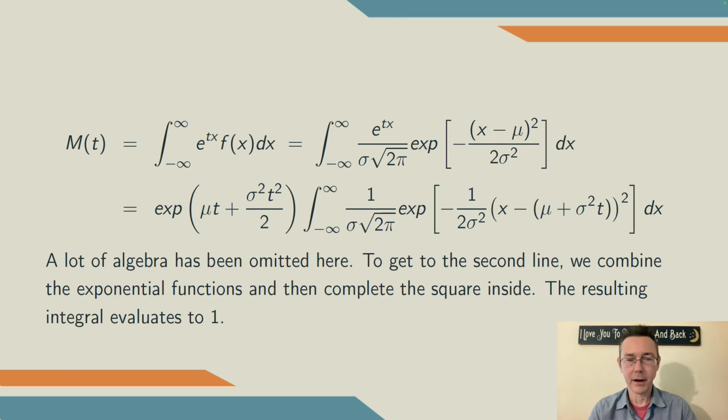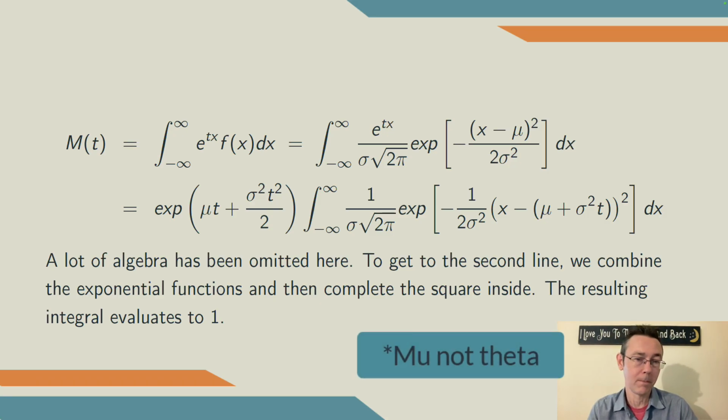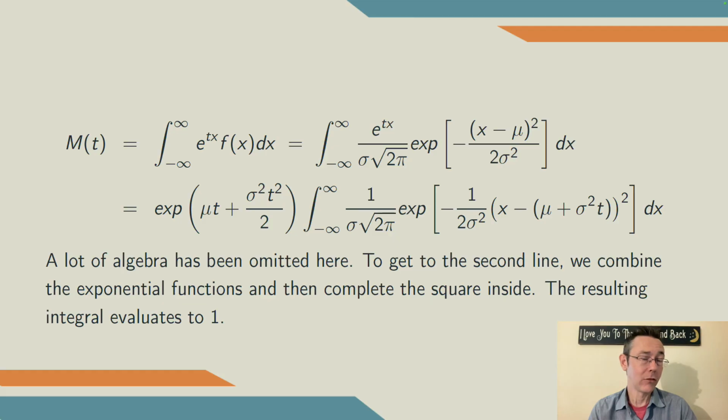There's a lot of algebra that I'm not going to talk about. Basically what's going on here as you go from the top line to the second line is we're combining the exponential functions there, e to the tx, and the exponential, so e to the negative x minus mu squared over 2 sigma squared. After that, that exponential, the sort of exponent of the exponential, it has a square to be completed. Once we do that, we get a constant factor of e to the mu t plus sigma squared t squared over 2.